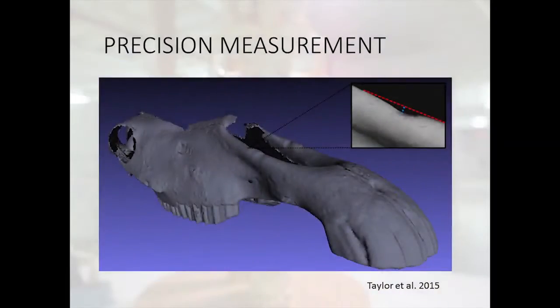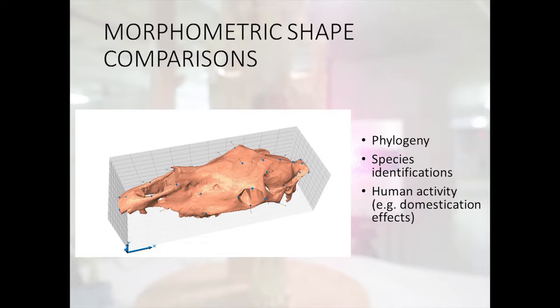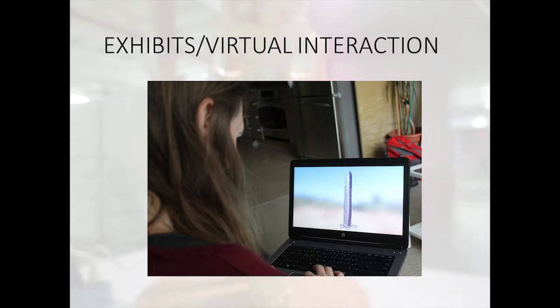And then there's the ability to do precise and kind of goofy measurements that might be traditionally hard to do with calipers or a ruler. You can do it digitally using these models. There are also morphometric shape comparisons to reconstruct phylogeny, look at species identifications or domestication effects, etc. And then you can share them really easily, including with the public. We've had a lot of success putting these things online and getting them out on social media.